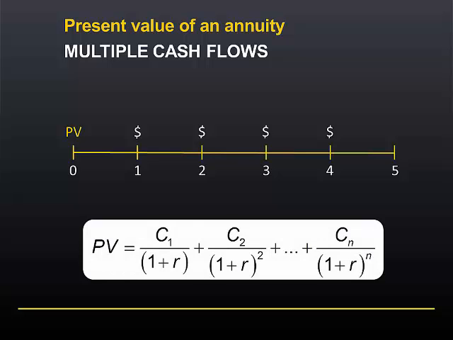As we have seen in a previous module, in principle, we can calculate the present value of any series of cash flows by treating each of them as a single cash flow. This formula shows in general terms how to calculate the present value of n cash flows, assuming that they are to be discounted at the same interest rate, R.